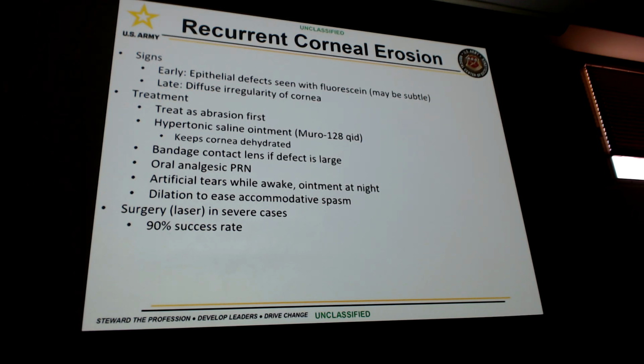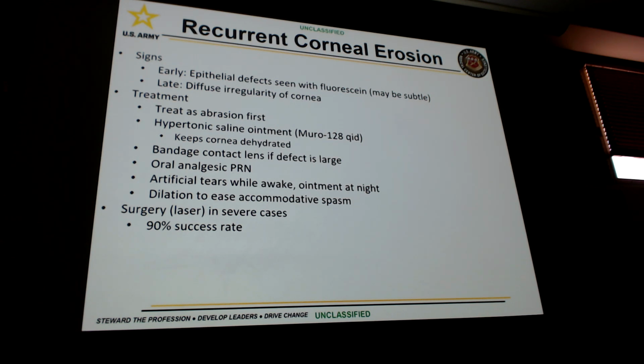We may also prescribe Muro 128. This is essentially a saltwater solution that's supposed to aid in adhering the epithelium down. It really dehydrates the cornea, and you're putting salt water in the eye, and that really burns. So patients don't use it. You can prescribe it all you want, but patients are going to be in more pain when they use it, so we don't often prescribe it. There's poor compliance with patients.